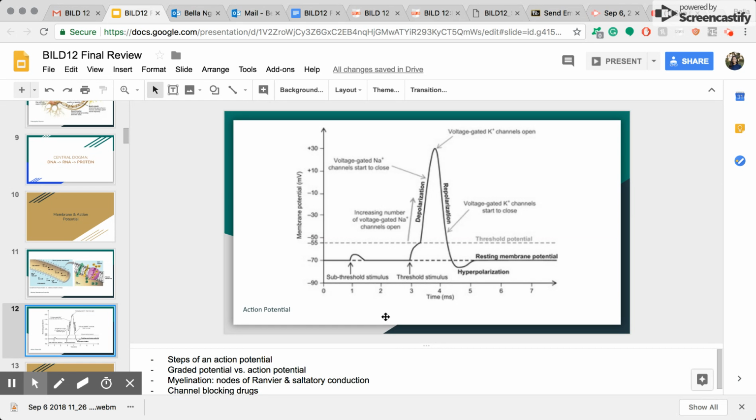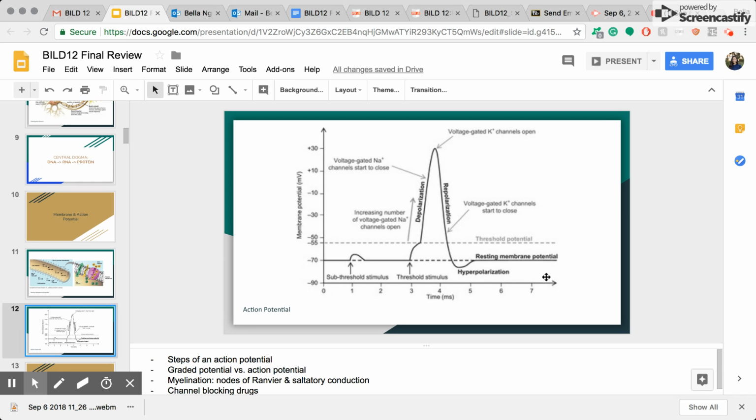So very quickly going through it, in step one there's a stimulus applied and it brings the charge that's initially negative to threshold, which is a little less negative. And once it hits that threshold, it's an all or nothing response. So you have depolarization and it shoots all the way up, hits a maximum point, and then it repolarizes to go down. And as it repolarizes, it hyperpolarizes before it eventually neutralizes out to go back to the resting membrane potential.